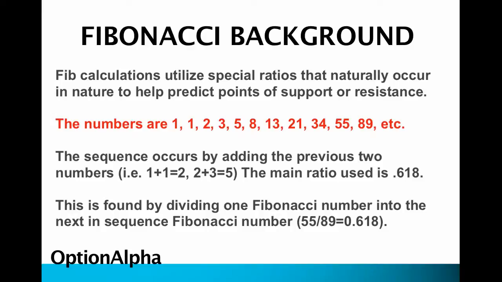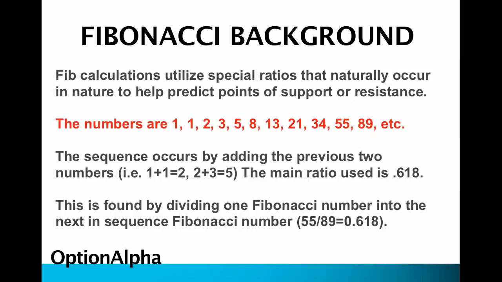The Fibonacci numbers in the sequence go 1, 1, 2, 3, 5, 8, 13, etc. The sequence occurs by adding the previous two numbers, i.e. 1 plus 1 equals 2, 2 plus 3 equals 5, 5 and 8 is 13, 8 and 13 is 21, etc. The main ratio used for Fibonacci is 0.618. This is found by dividing one Fibonacci number into the next in the sequence. So 55 divided by 89, for example, gives you 0.618.